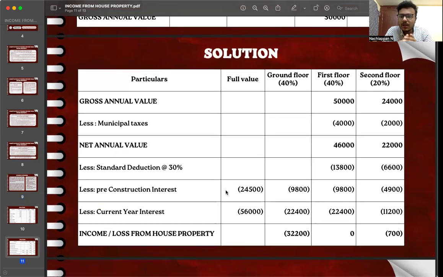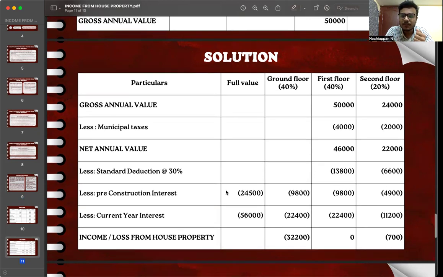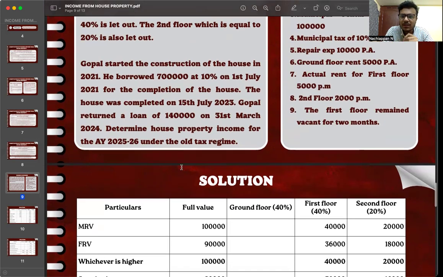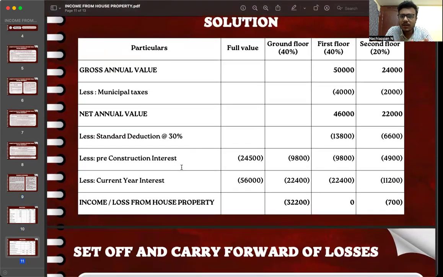Again, it needs to be apportioned according to the proportions. So for the ground floor, we can reduce 9,800. For the first floor, again, we can reduce 9,800. And for the second floor, we can reduce 4,900. Now, we have to reduce the current year interest of the house loan taken. Here it is given that on 31st March 2024, Gopal has repaid a loan of 1,40,000. So the outstanding loan here is only 5,60,000 and 10% on that is 56,000. That will be the current year interest. Again, apportioning it proportionally, it will be 22,400 for the ground and first floors and 11,200 for the second floor.